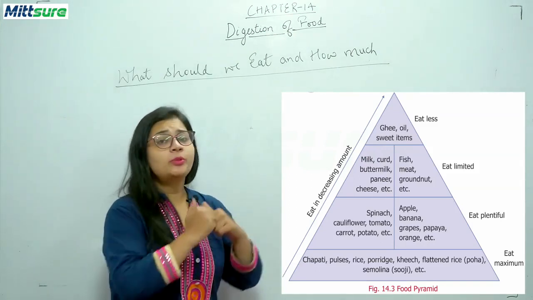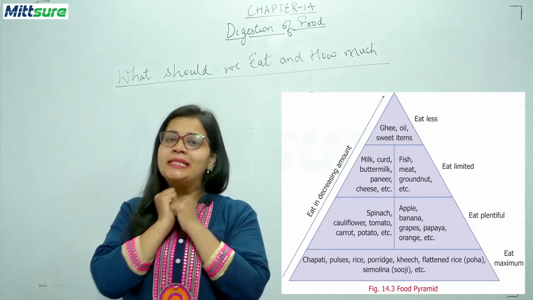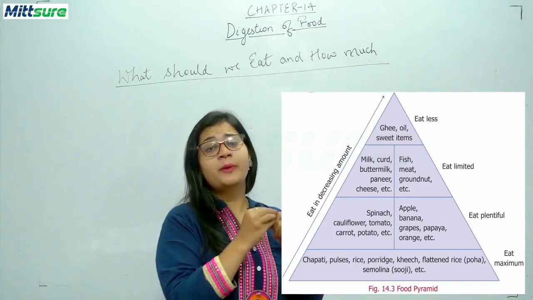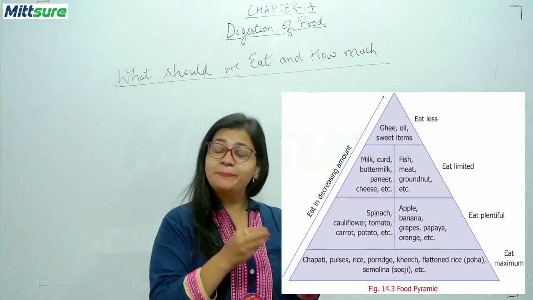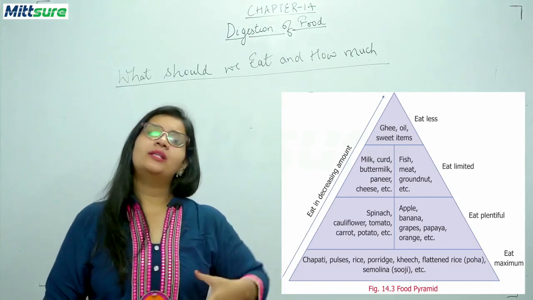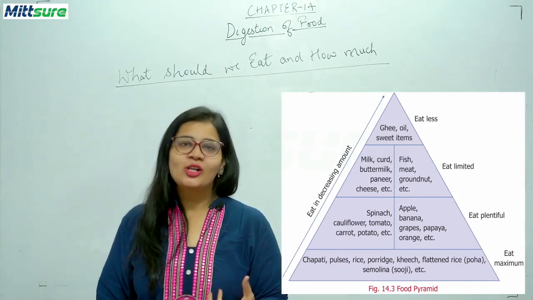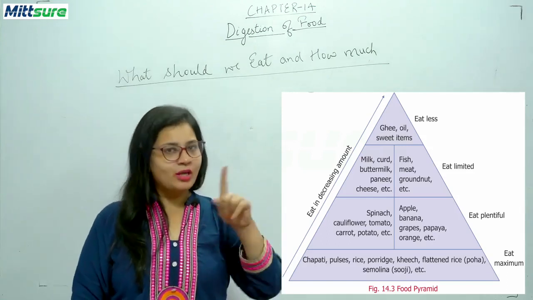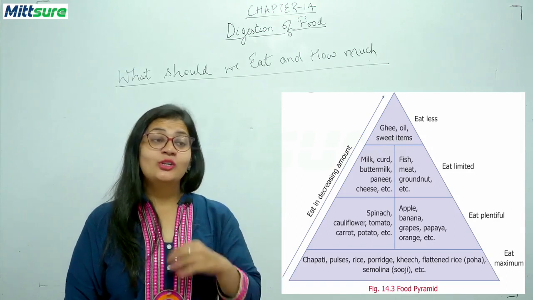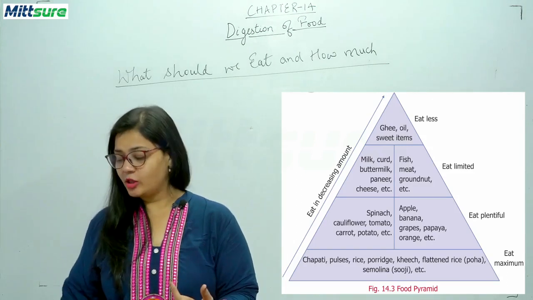Now the topmost stage of your food pyramid is where the item should be eaten in the least quantity. सबसे कम आपकी diet में कोई item include होना चाहिए, that is fats. And these fats are ghee, oil, sweet items. Because they are good for you but not so good also. So daily में 1 chocolate is good enough. Not daily also. You should take chocolates in 3 to 4 days. So it's good for your health also.